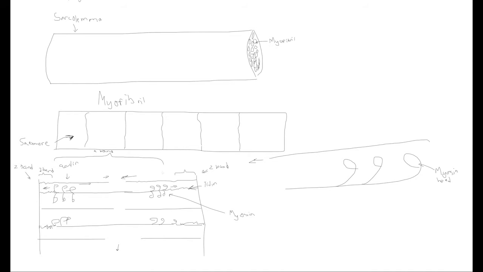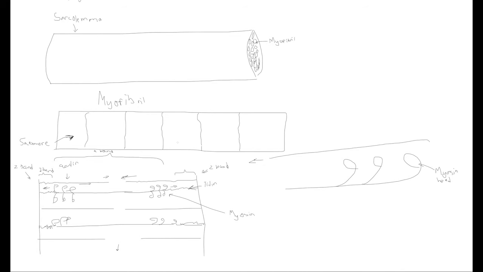And what that is going to result in, right, is these two Z bands coming towards each other, okay? Because the myosin heads are sort of pulling the two actins closer to each other. So the Z bands are going to move towards each other as well. And then the entire sarcomere is going to contract, okay?